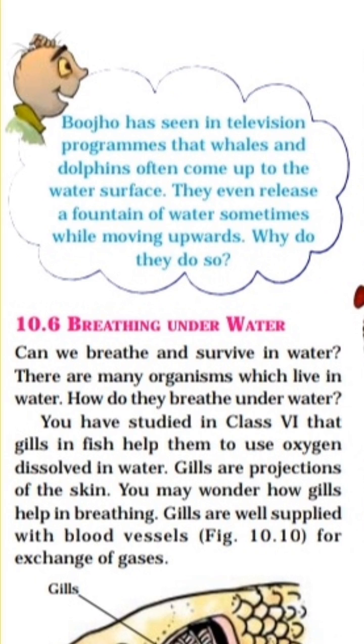There are many organisms which live in water, and how do they breathe underwater? We are aware of that. They have gills, as we learned in class 6. Have you studied in class 6 that gills in a fish help them to use oxygen dissolved in water? The animals living in water who have gills have the ability to absorb the oxygen which is present in the water.